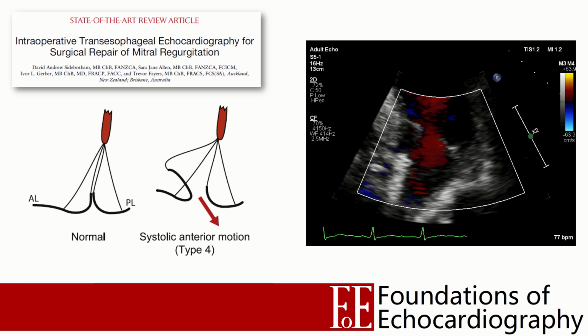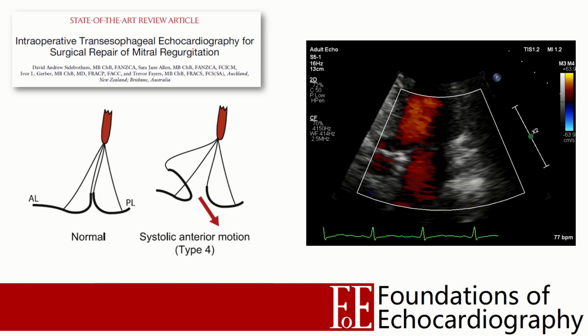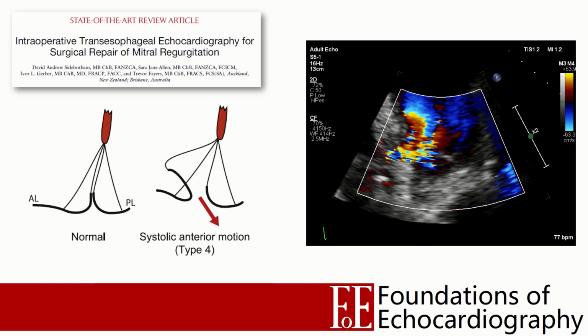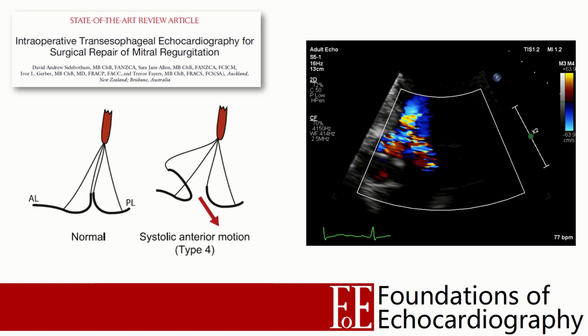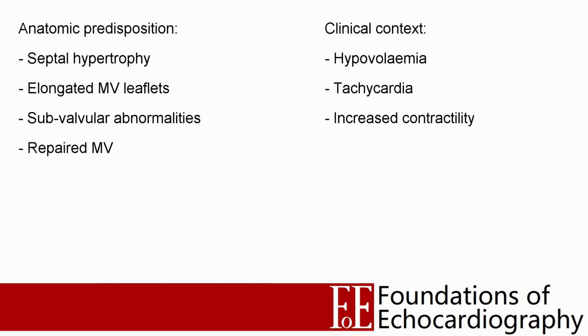LVOT obstruction caused by SAM is dynamic, and can be precipitated by certain physiological conditions. Having said that, there are anatomic features that will put a patient at risk of SAM. And if we think about the problem being the mitral valve leaflets getting too close to the septum during systole, we can imagine what these might be. So patients with left ventricular hypertrophy of any cause, but particularly patients with HOCM, where hypertrophy is often asymmetrical, favouring the intraventricular septum. Patients with elongated mitral valve leaflets, and certain characteristic patterns of papillary muscle placement, such that there's too much slack on the chordae holding the leaflets during systole.